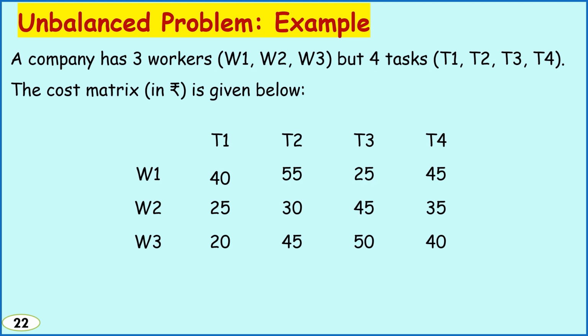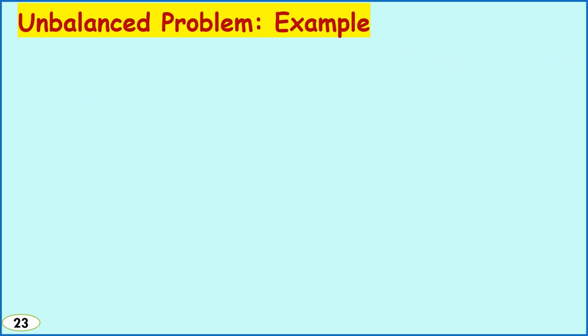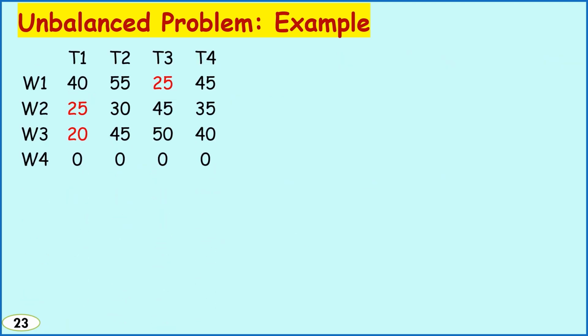How can we assign 3 workers to 4 tasks? That we can't assign. That is why we will be adding one more row, that is W4, with 0 cost. Then it will become a 4 by 4 matrix, and then we will be able to solve this problem. So now let us consider a dummy row, W4, with 0 cost. Now this becomes a square matrix. Now you solve the problem by applying the Hungarian method.